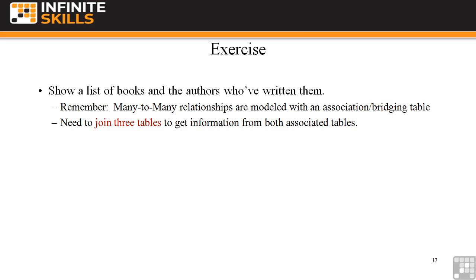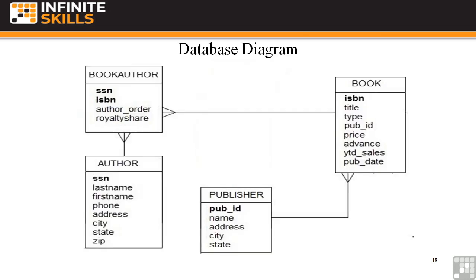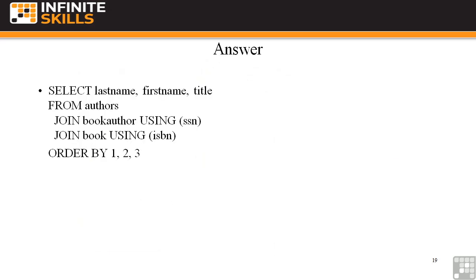Here's an exercise. We're going to show a list of books and the authors who've written them. Now remember, these many-to-many relationships are modeled with an association, or sometimes it's called a bridging table. And we need 3 tables joined together to get information from both the associated tables. We've seen this already. You've got author, you've got book, now you've got book author. But this time, I'm not restricting it by the title of the book or a particular author.